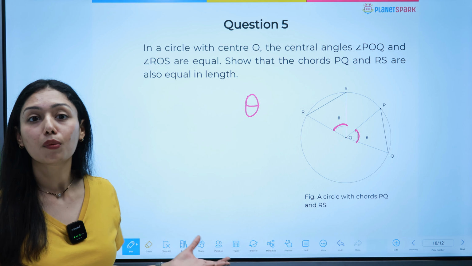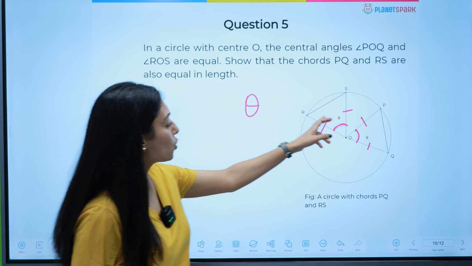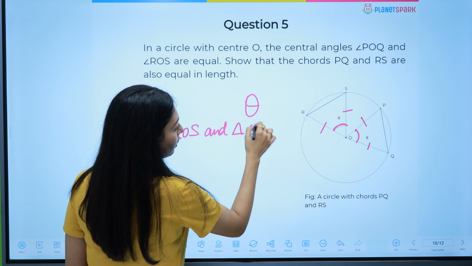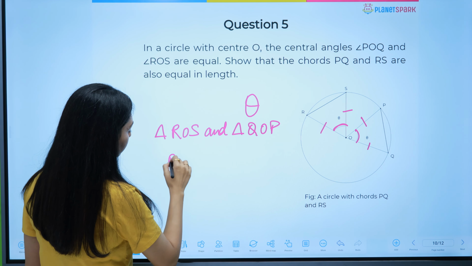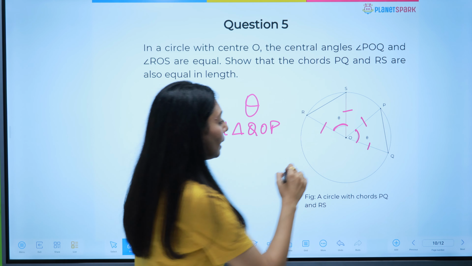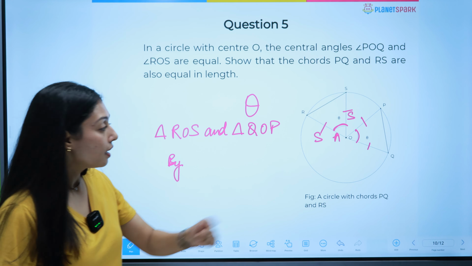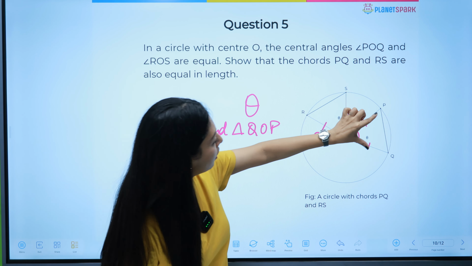OS radius, OR radius, OP radius, OQ radius, they are equal. So we have these two triangles here, triangle ROS and triangle QOP, right? In both of them, by what criteria are they congruent, everybody? Quickly tell me in the comments. Yes, by SAS criteria, side angle side, that is two sides and the included angle of a triangle are equal to the corresponding two sides and included angle of the other triangle, right?